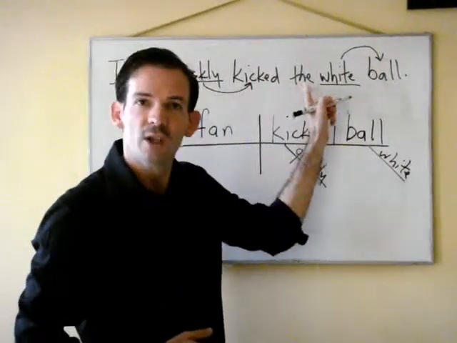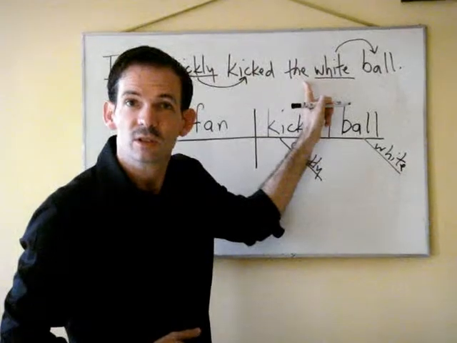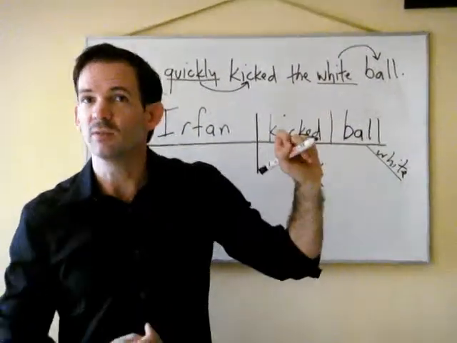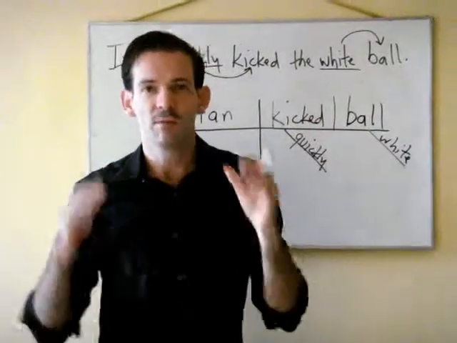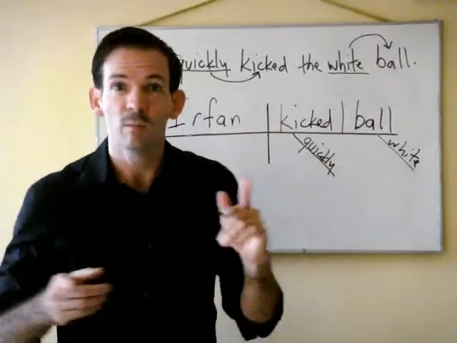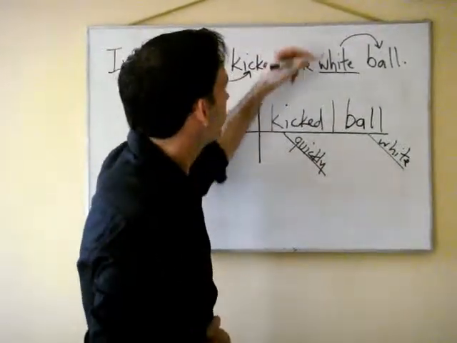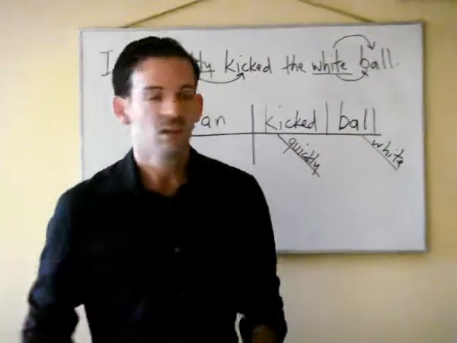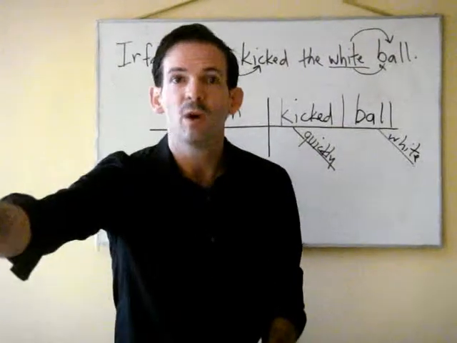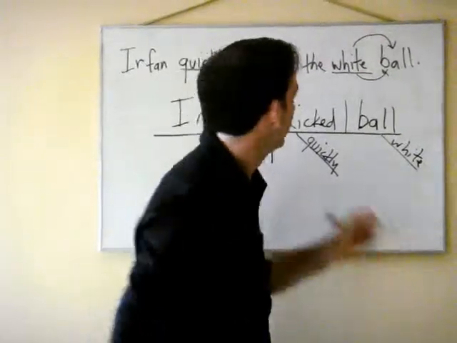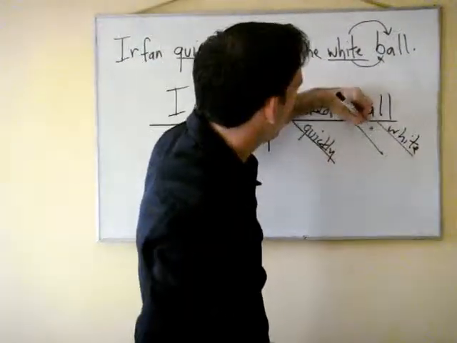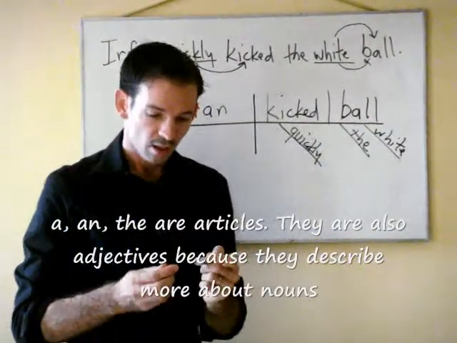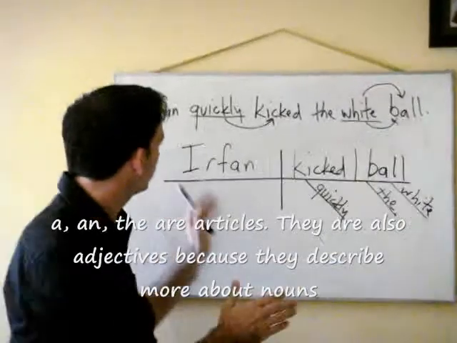And if you think about it, articles, a, an, and the, are really adjectives. I don't know how many people have thought a lot about it, but it's true. Because we have white ball, we have big ball, and we have the ball. That one. So, as you might guess by now, we put it right here. That's all I want to do for the moment, but let's review.